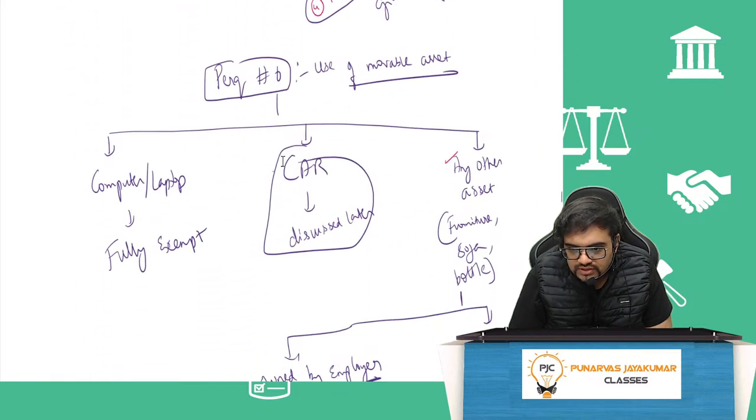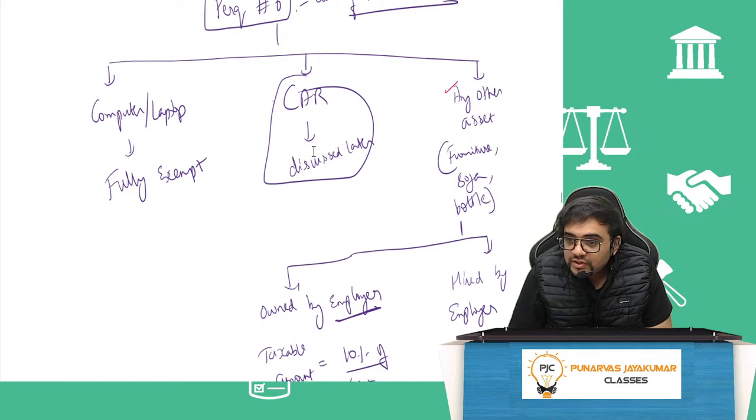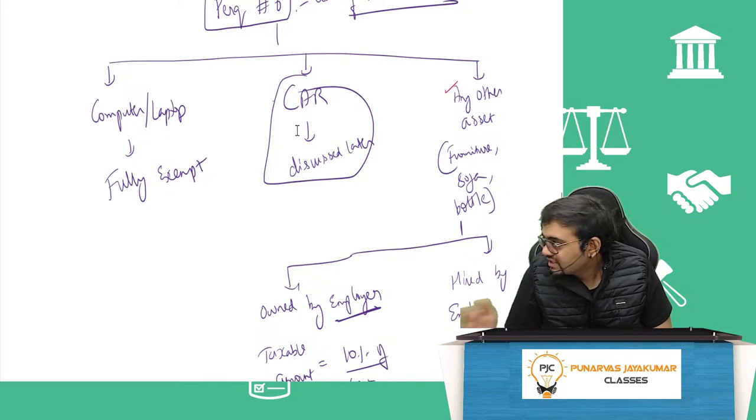Next, perquisite number 6, use of movable asset. One is what? Computer, laptop. Imagine Nirmala aunty taxing you for laptop given to you by your office. Deadly. With that laptop only, you will go hit everybody. Right? So, if you see, it's fully exempt. Thankfully. Next, car, we'll see next part.